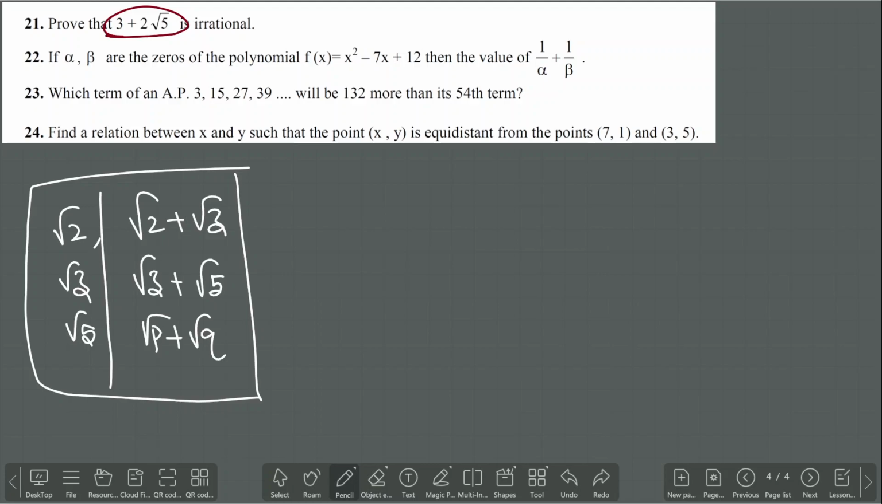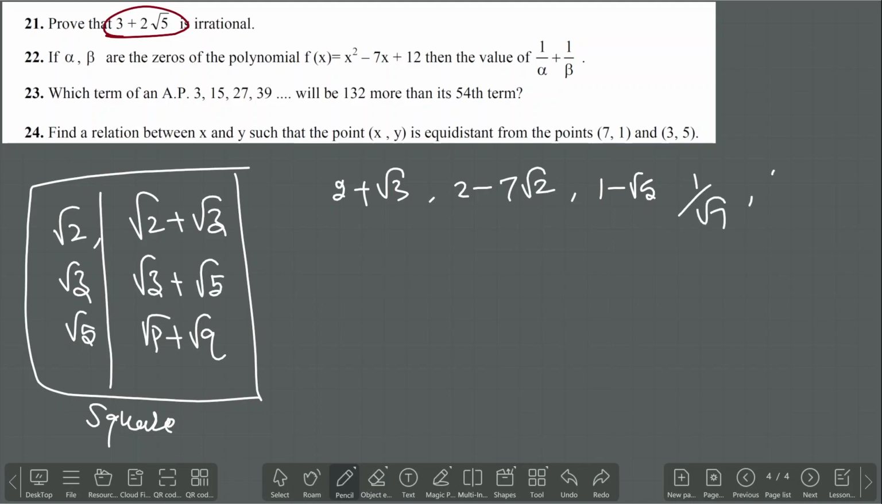In these two types only we will be squaring on both sides. When we get a question of this type, 2 plus root 3, 2 minus 7 root 2, something else, 1 minus or plus root 5, or 1 by root 7, or 3 plus root 2, or root 2 divided by 7, in such questions we need not square. No need to square.